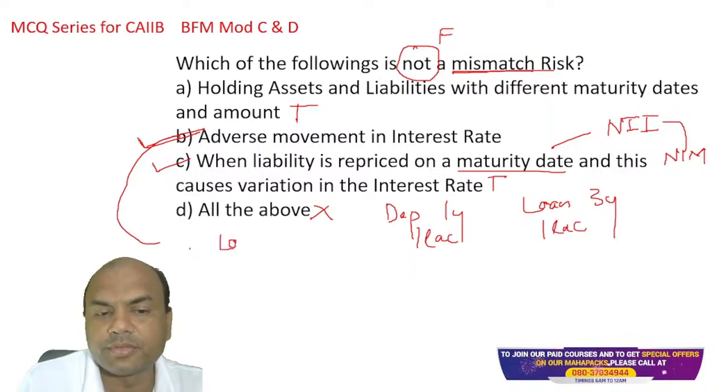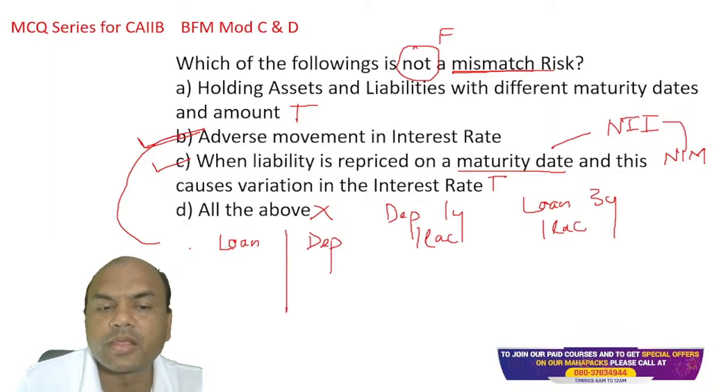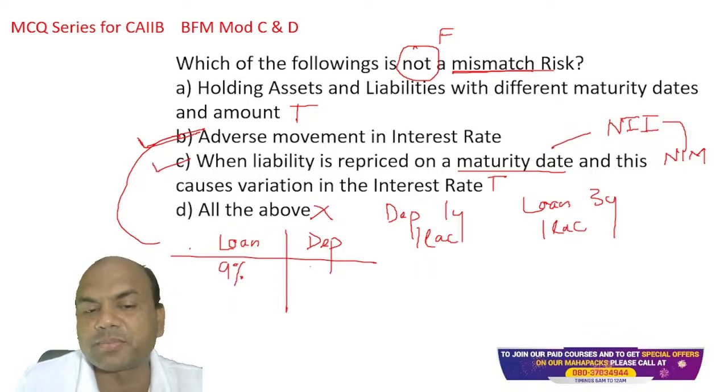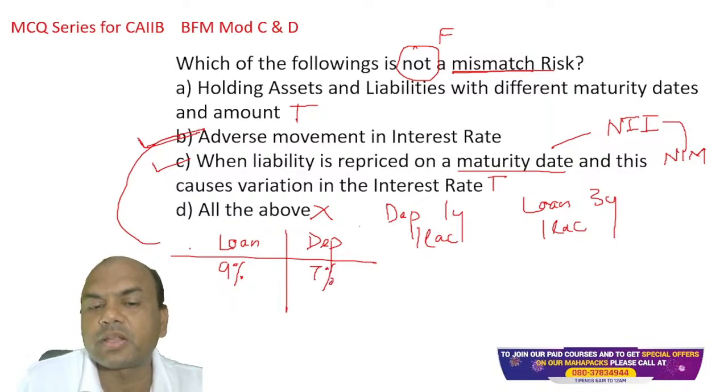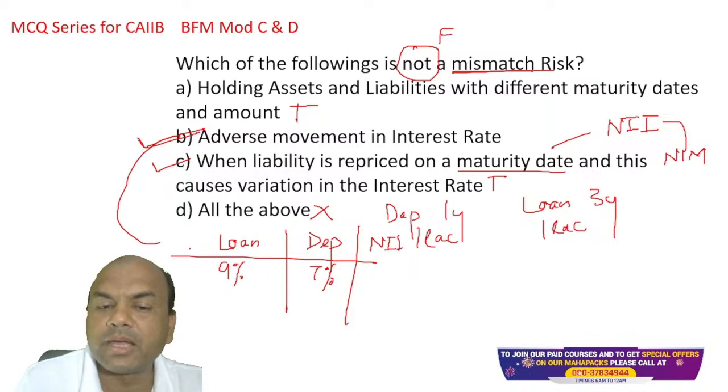Loan, okay, and second is deposit, okay. Now, if my loan rate is, let's say, 9%, and my deposit rate is, let's say, 7%, then what is my NII, net interest income? My NII is 2%, 9 minus 7, 2%.